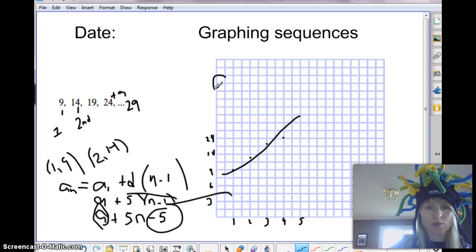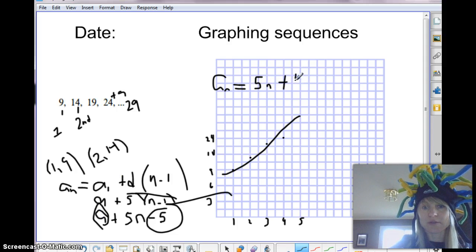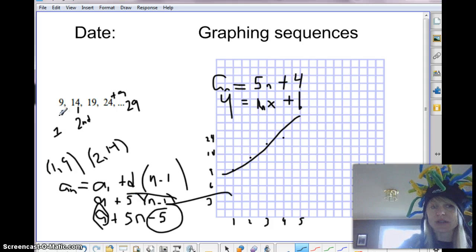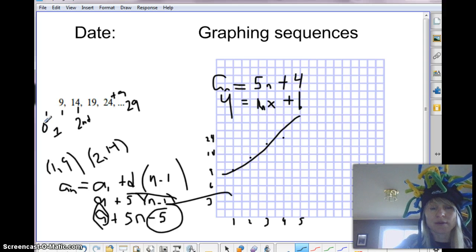So my equation is going to be a sub n equals 5n, and then 9 minus 5 plus 4. Hopefully that looks familiar, because it really is y equals mx plus b, right? My y-intercept is going to be 4, so at my 0 term, I subtract 5, that would give me 4. And then my slope is 5, because it's increasing 5 each time. There's my 4 y-intercept. So pretty straightforward there, okay?